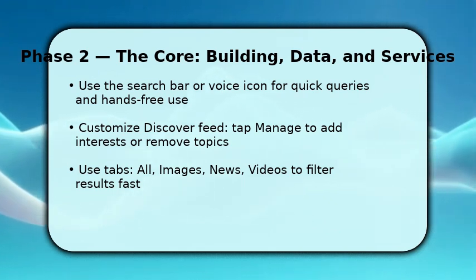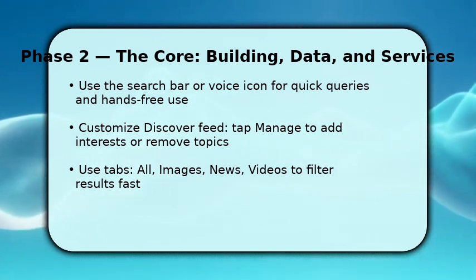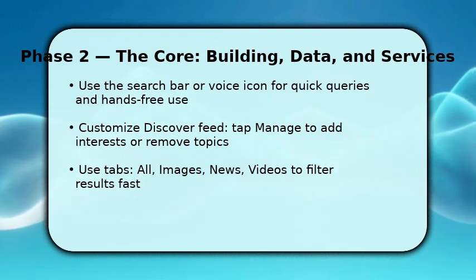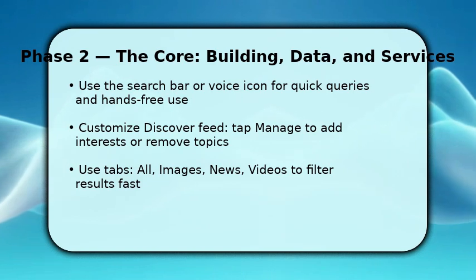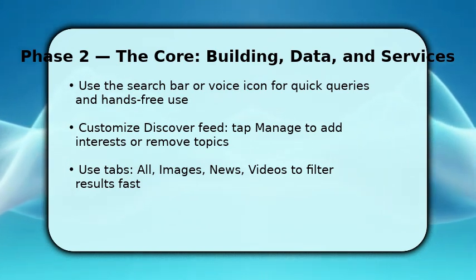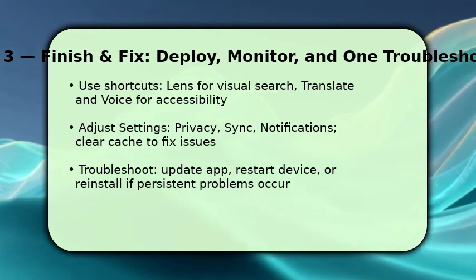Make sure to use tabs like Images or News to filter results instantly. This saves time when you need visuals or latest coverage. Also use long press on result cards to preview without leaving the app. You'll use built-in tools like Lens for visual search and Translate for foreign text. These speed tasks and reduce typing.